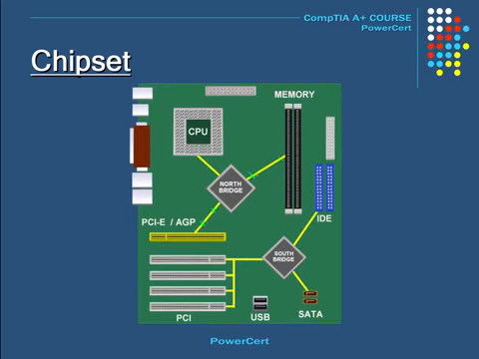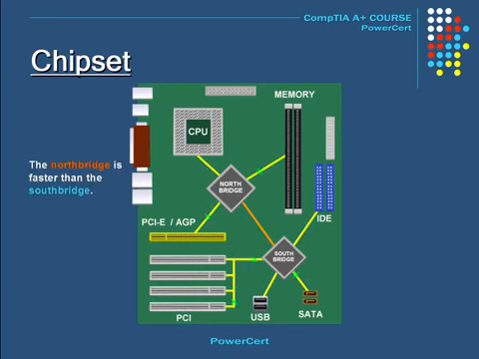So the South Bridge is responsible for the lower portion of the motherboard, while the North Bridge is responsible for the upper portion. There is no direct connection between the CPU and the lower portion of the motherboard. So if the PCI, USB, IDE, or SATA ports need to communicate with the CPU, the information has to go through the South Bridge, and then up through the North Bridge, and then to the CPU.